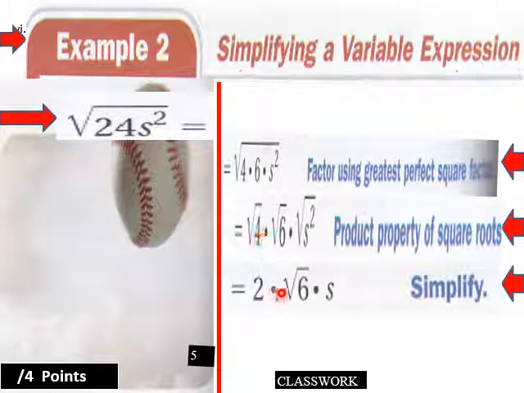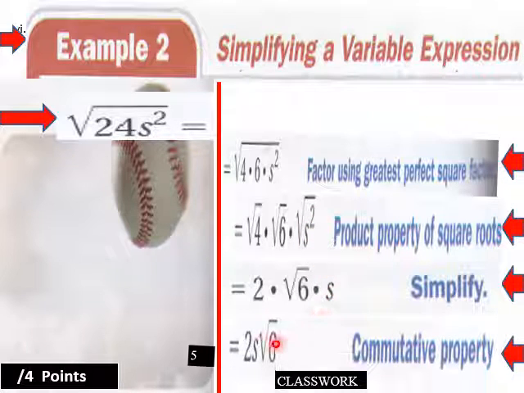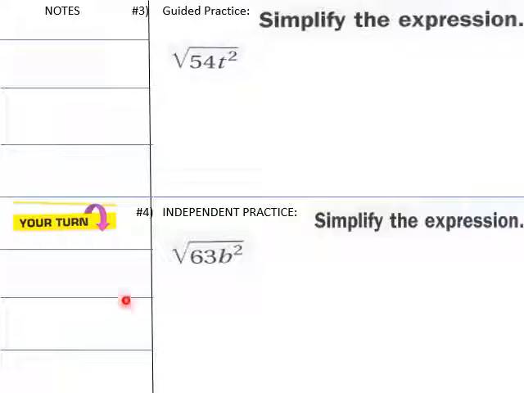And then this becomes 2 times the radical 6 times s. So don't forget, the square root of s squared will be s. So now we have 2s times radical 6 would be the simplified form of this radical here.